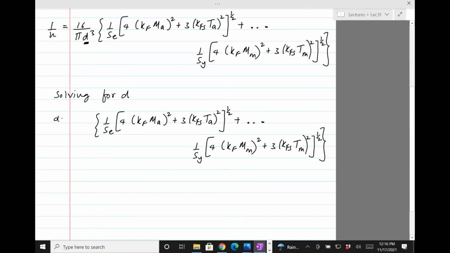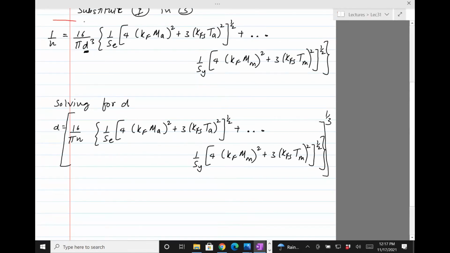So I solve for D, and then that would be 16 divided by pi times n, and then this really big bracket here, and it would have 1/3 here. Okay, so that's where it stands.